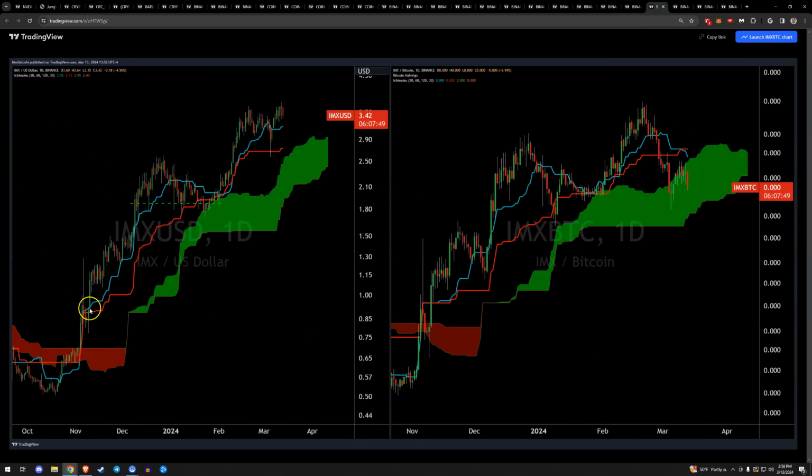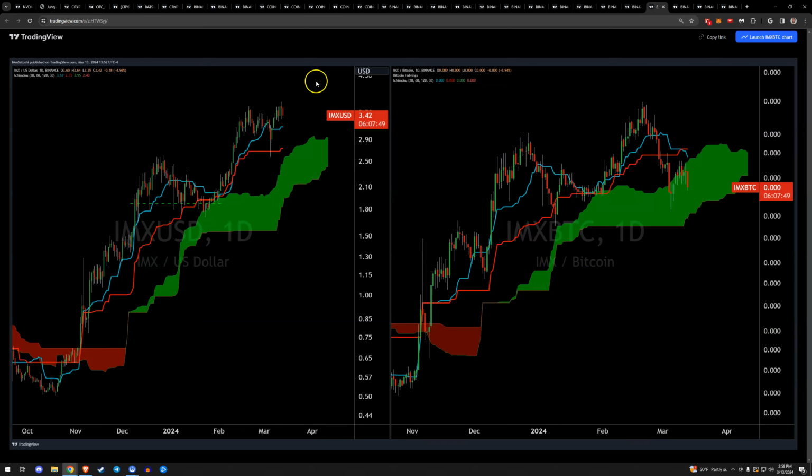IMX, now anything that is up for, what is this, almost 6 months in a row, to me, the case to just let some of that go, trim some of that, is obvious. Against BTC, it's back in the cloud here. And it's not that I hate IMX or people holding it. It's just from a relative value perspective, it makes more sense to rotate in and out of this a little bit if it is weak against Bitcoin.